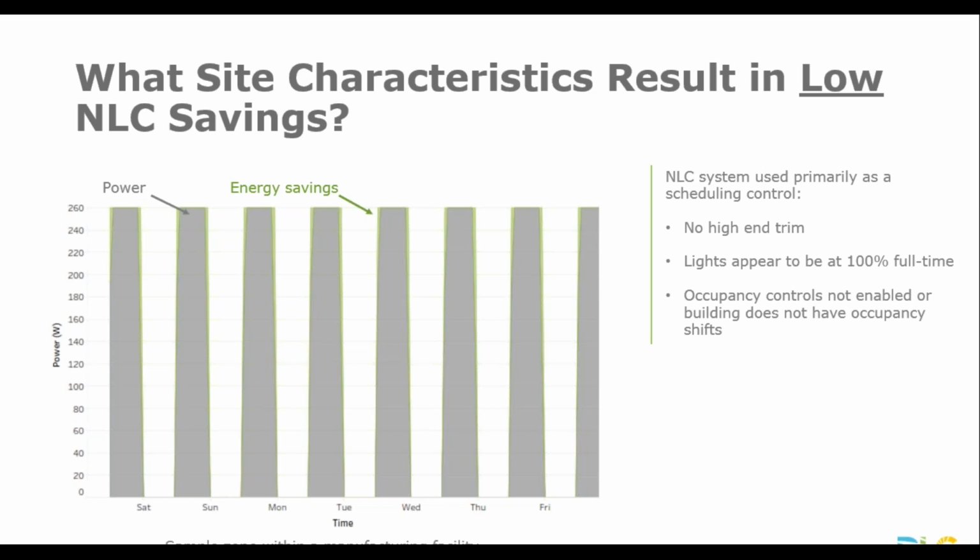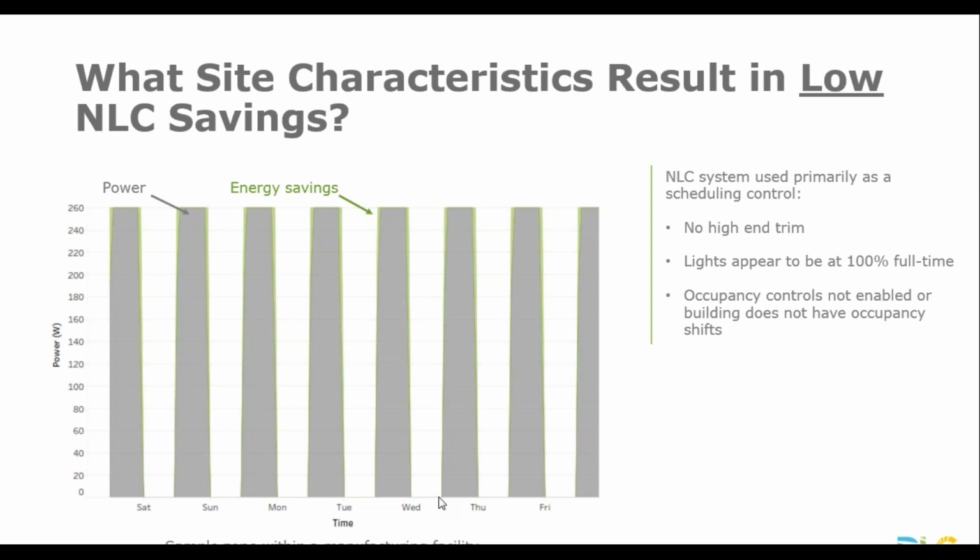For example, between Tuesday and Wednesday, the lights are off. Wednesday, the lighting power jumps up to 100% of rated output. It's flat during the day, and then it drops down to 100% off. So it looks like there's really just scheduling going on, and the lack of any variation at the top suggests that there's not really any occupancy controls being enabled, or that the building doesn't have occupancy shifts that would allow occupancy controls to take advantage. It's one of those. And this was fairly common in facilities with low savings.